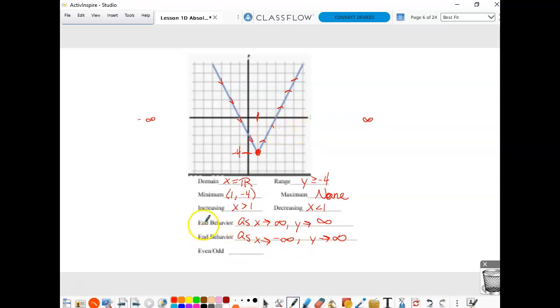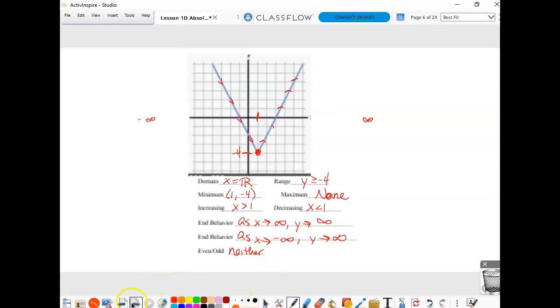Is this graph even, odd, or neither? Well, right now, it looks like it doesn't go through 0, 0. That's usually the first test I do because I can eliminate a lot of graphs that way. So I'm going to say neither. It looked like it might be an even graph because it looked like it could be reflective, but it doesn't go through 0, 0, and it's actually not reflective over the y-axis.